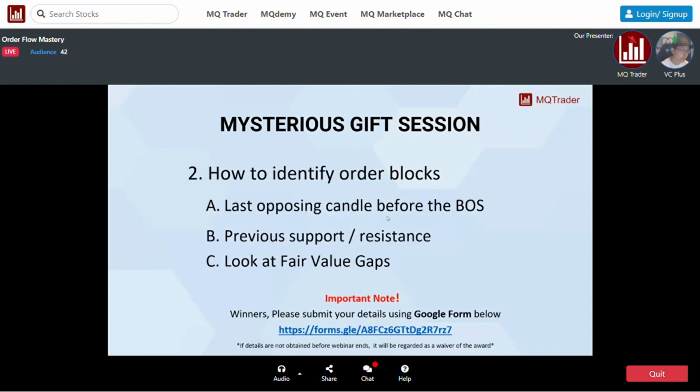Now, next question: how do we identify order blocks? A, last opposing candle before the break of structure; B, previous support resistance; or D, we look at fair value gaps. I think this should be quite easy, if you still remember. The correct answer is actually A. It's the last opposing candle before a change of character or before a break of structure.